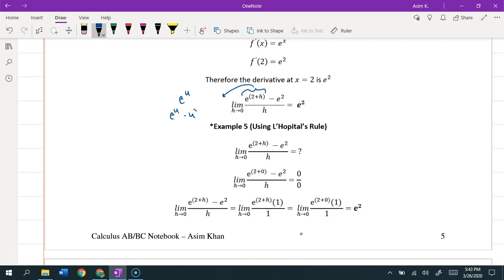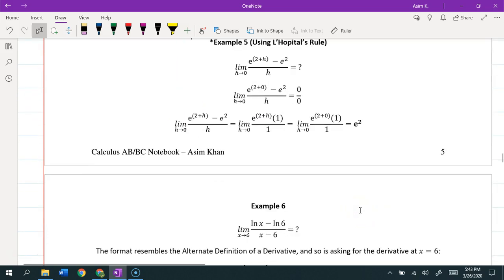And so as we take the derivative of the top, I skipped a few steps, we end up with e to the power 2 plus h times 1, right? e to the u times u prime. And remember, the derivative of e squared is simply 0, and the derivative of h is 1. Now, when we plug 0 back into there, we end up with e squared as our answer.